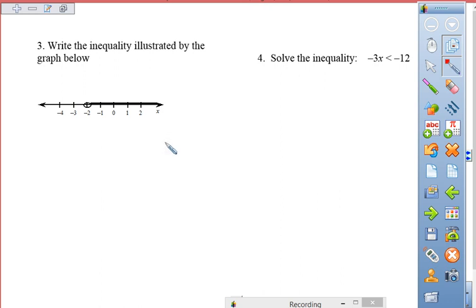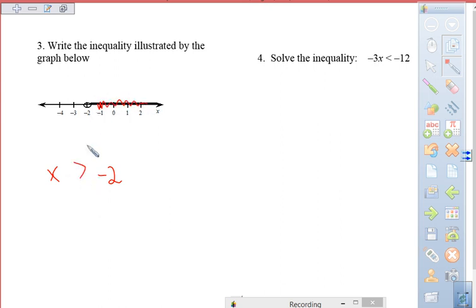Number 3, write the inequality illustrated by the graph below. So the number in question is -2. And then we'll just use x. So we want all numbers that are bigger than -2. So bigger looks like this, but you cannot be -2 because this is an open circle, so I would leave my answer like that.